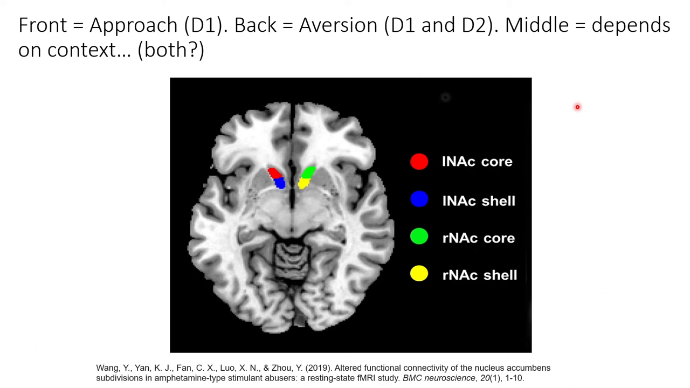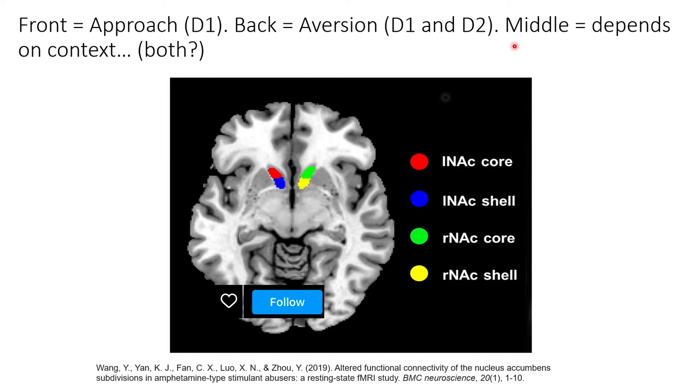The aversive behavior elicited when you stimulate the back area of the nucleus accumbens shell is mediated by both D1 and D2 receptors. Now, that middle region, I don't think it's so clear what's going on there, but it is interesting to see that these different types of receptors, this kind of molecular biology, can correlate with behavior in an interesting way.